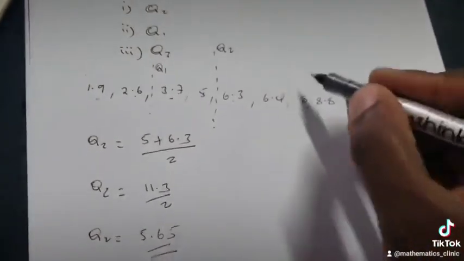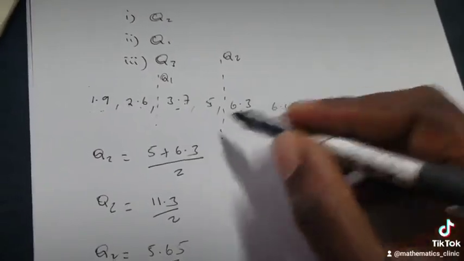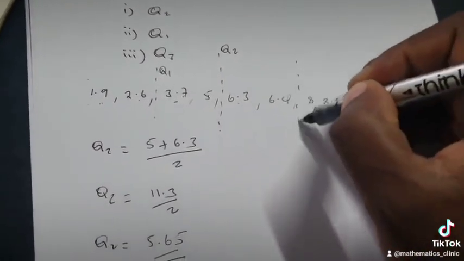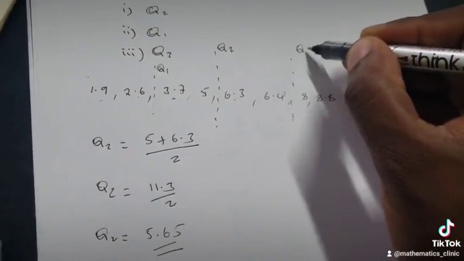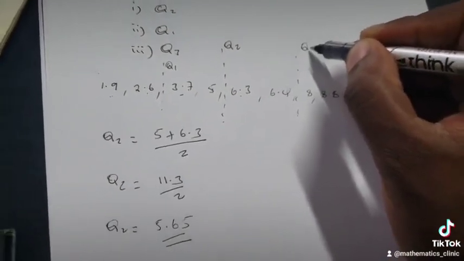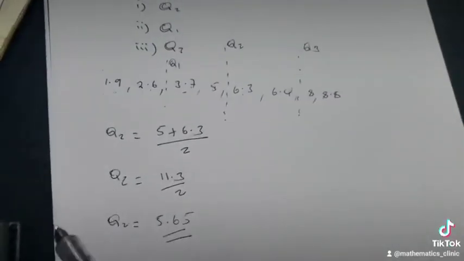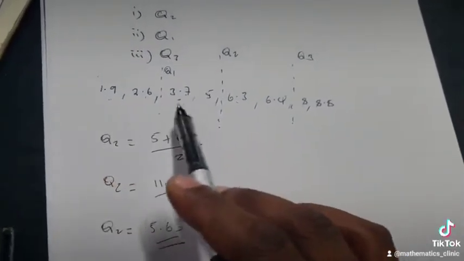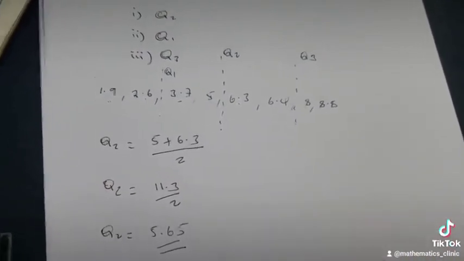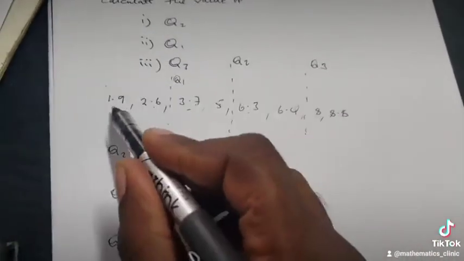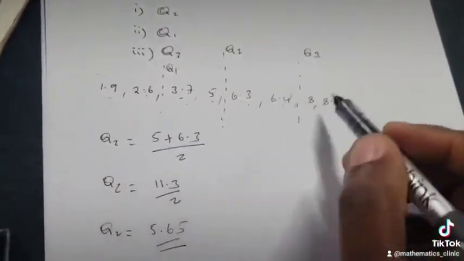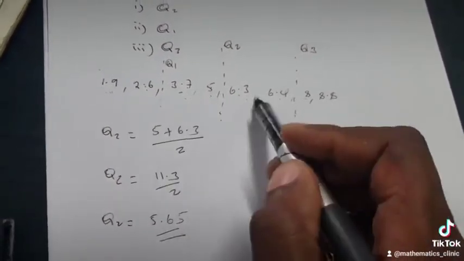For the upper quartile, we also do the same. 1, 2, 3, 4 is right here. That's why we are saying that quartiles divide the ordered data values into 4 halves. So we have 1, 2, 3, 4. All right, so we have 4 halves. We have 1, 2, 1, 2, 1, 2, 3, 4.